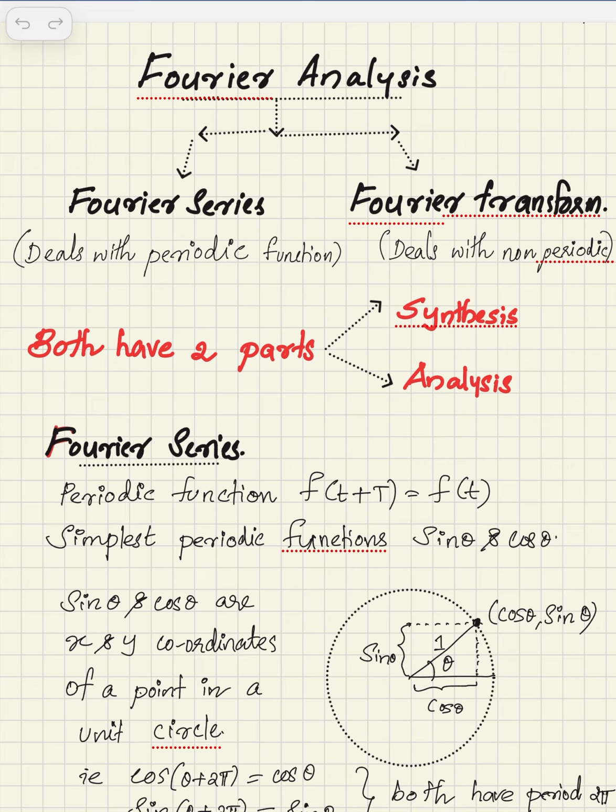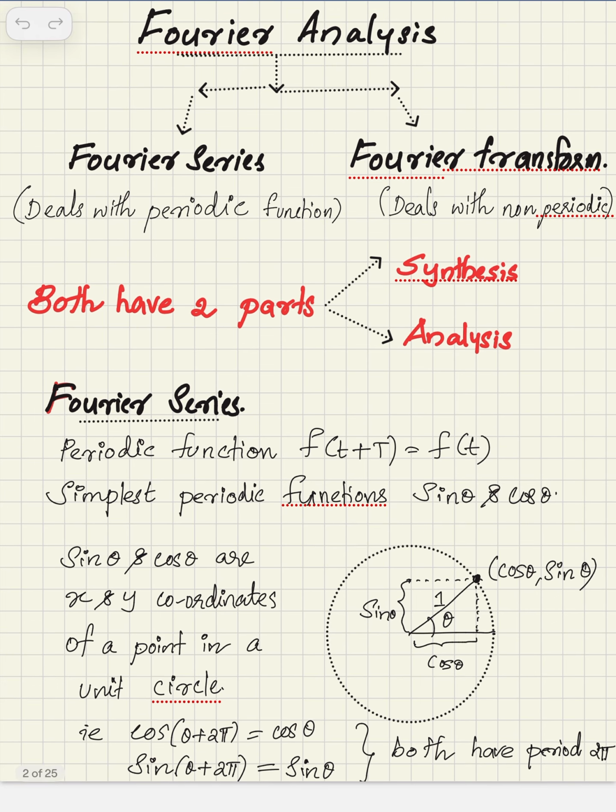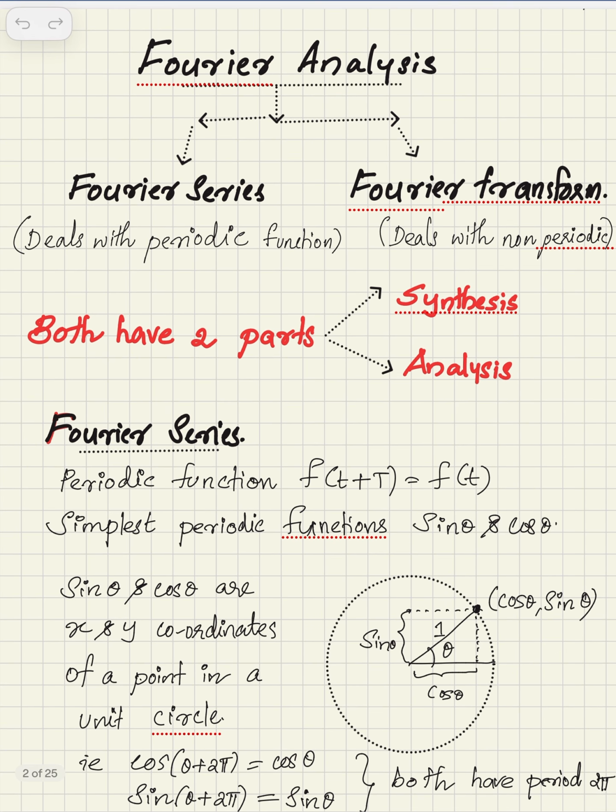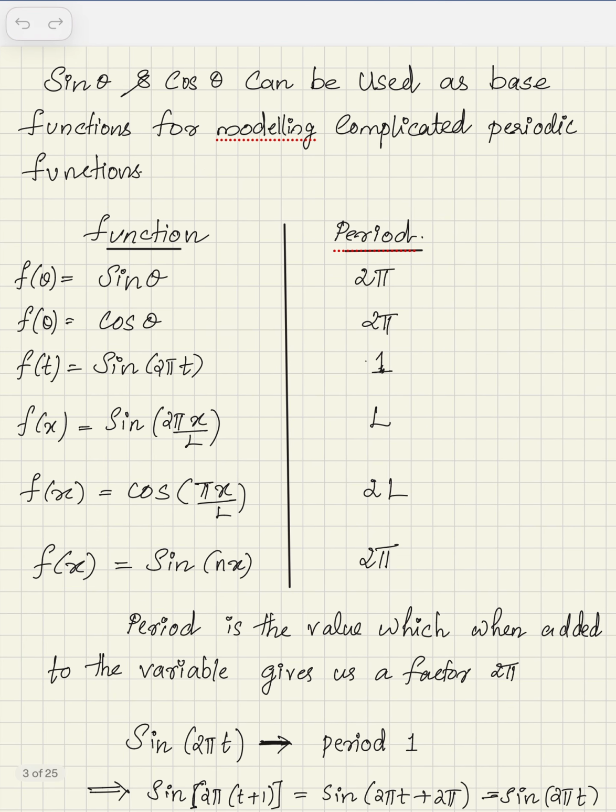So I can treat sin theta and cos theta as the x and y coordinates of a point on a unit circle. If you move through an angle 2 pi around the circle, you will end up at the same starting point. So I can say that cos of theta plus 2 pi is cos theta and sin of theta plus 2 pi is sin theta. Both have period 2 pi. So sin theta and cos theta can be used as base functions for modeling complicated periodic functions. That is the idea behind Fourier series.